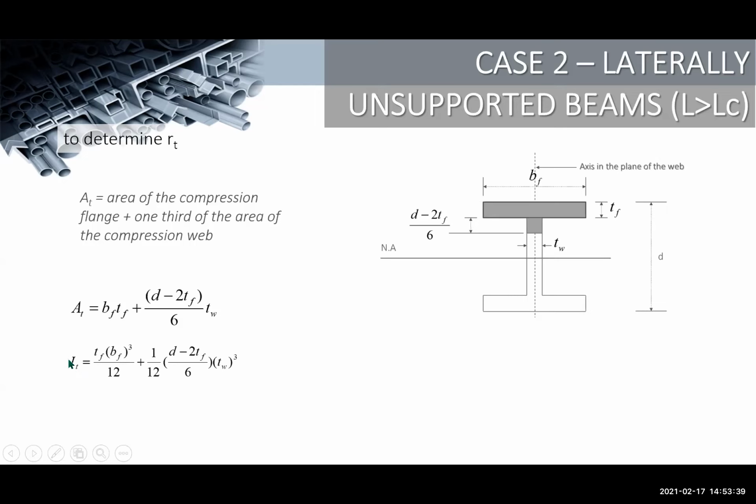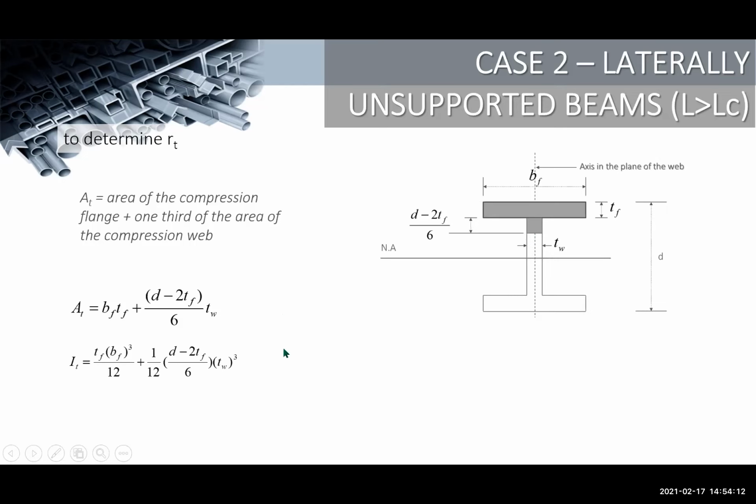Tapos, for the moment of inertia, bakit natin kailangan ng moment of inertia? Because the equation for RT is square root of I over A. So, we need to get the moment of inertia. So, ang axis ng plane ng web natin is y-axis. Kung y-axis, di ba, kung magbi-BH cube over 12 tayo, ito yung base, ito yung height. Kaya kung mapapansin nyo, TF, base times height cube, which is your BF over 12, plus ito naman, BH cube nitong 1/3 ng compression flange.